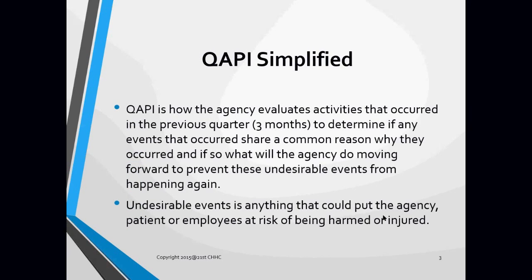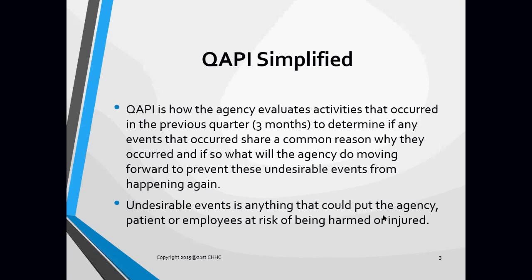One of the things that we always hear from our clients is how complicated QAPI is. So this slide, I've attempted to just make it really simplified for people out there that have not done QAPI or been involved in any type of performance improvement before or never really understood it. Really, QAPI is just all of the activities that occurred during the previous 3 months or a quarter of your agency activities that might put you at risk or be some type of undesirable event that happened.